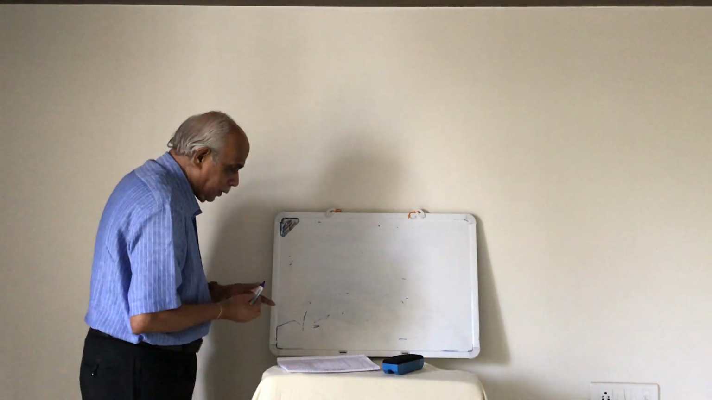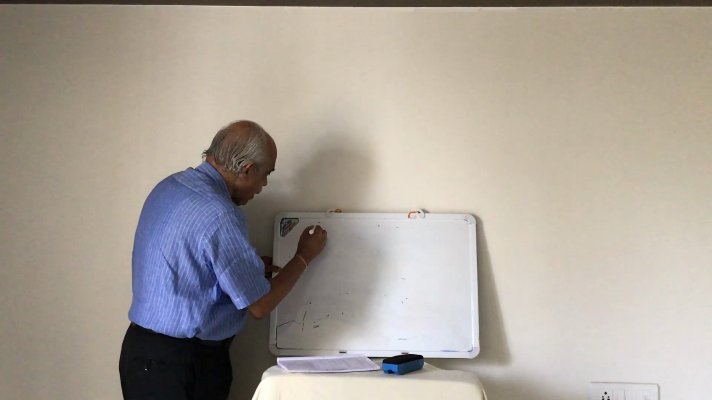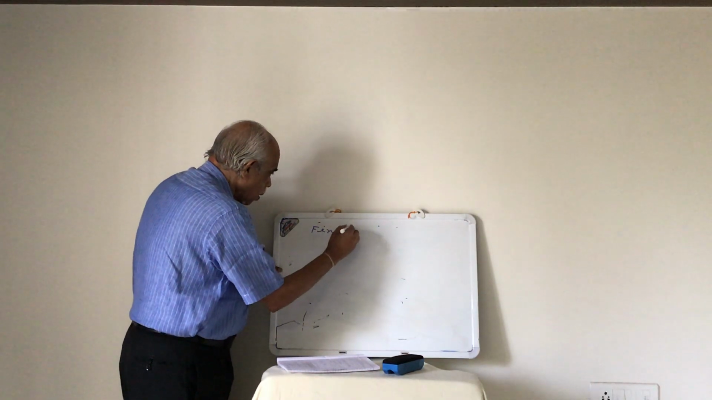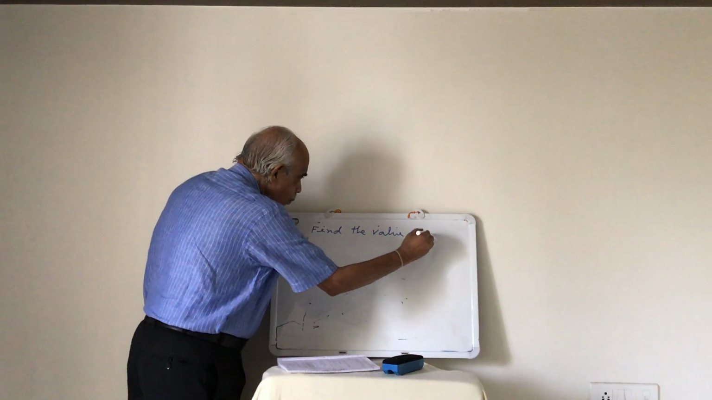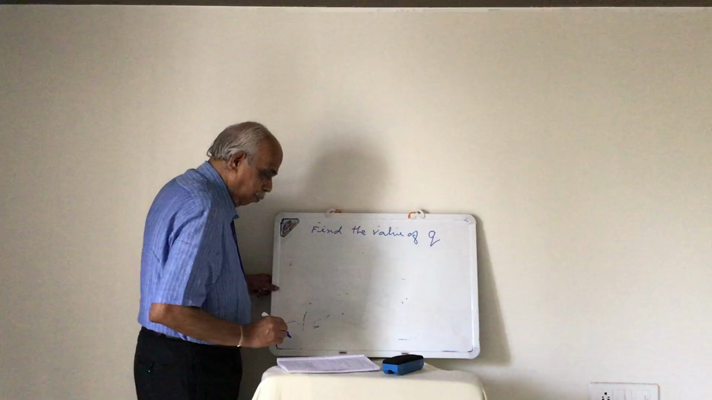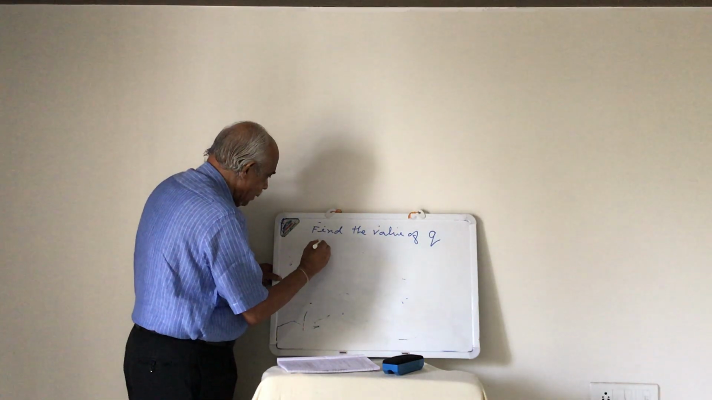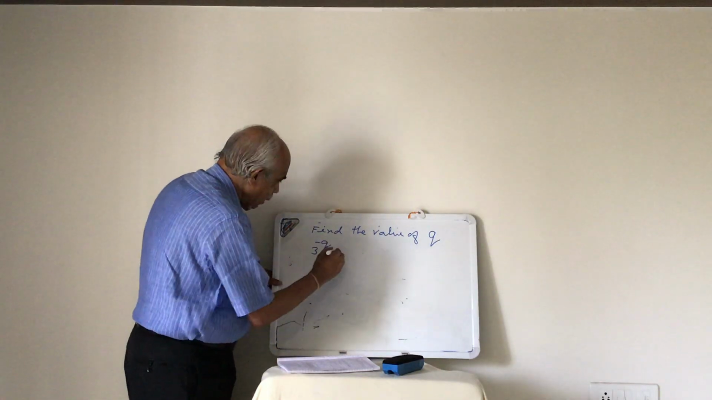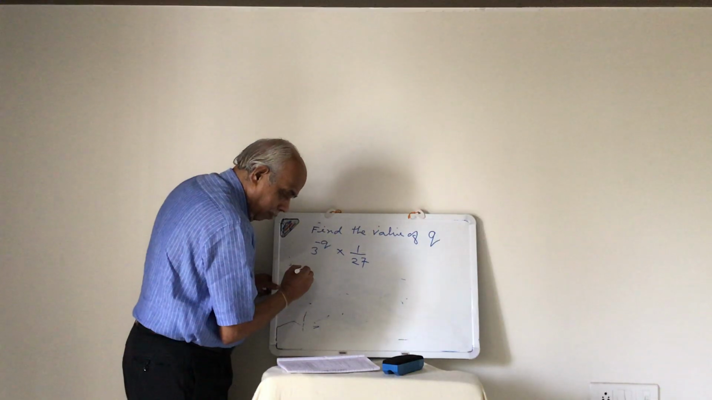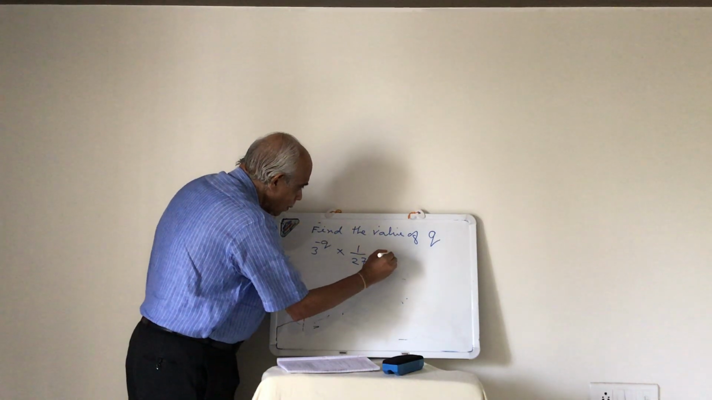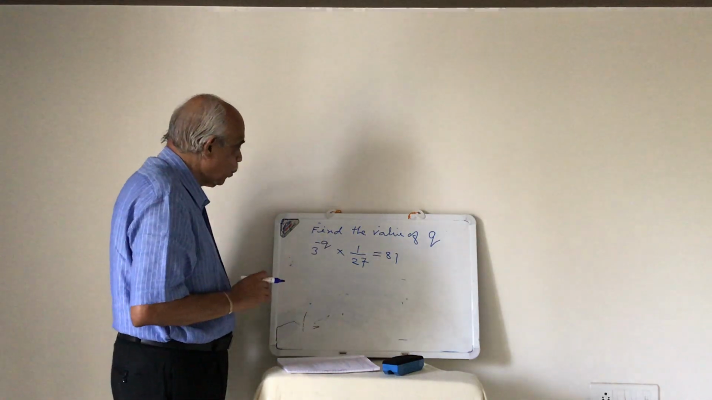Now the next one is, you have to find the value of q. So find the value of q. Now what they have given, the sum is 3 raised to minus q multiplied by 1 upon 27 equal to 81. Okay, so this is the sum. Find the value of q.